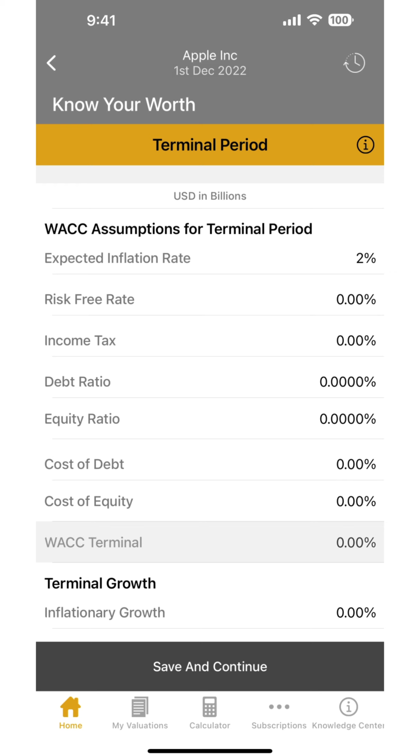Ensure that the risk-free rate is greater than the expected inflation rate, as generally the Treasury yields should incorporate the expected inflation rate.